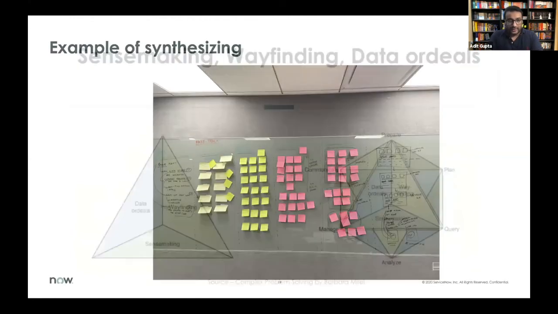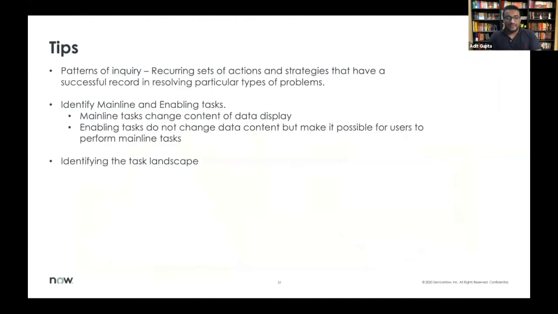And there are three essential tips that are covered in the book. One is that you understand the pattern of inquiry of your users. They would be working in a certain way to accomplish their tasks. These are certain recurring sets of actions and strategies, and they have been successful in some way in resolving some types of problems. So understand what these patterns of inquiry are when you are doing your research.